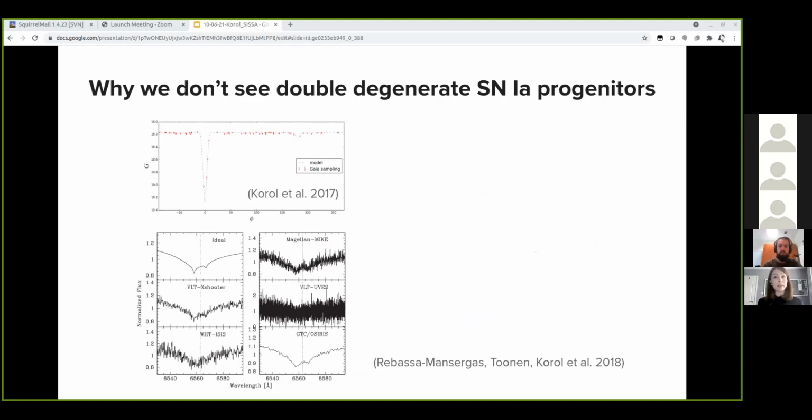So in a paper led by Alberto Rebassa Mansergas and Silvia Toonen, we looked at the simulated light curves, spectra, and gravitational wave signals of these double white dwarf binaries, and we compared these detection techniques. So let's start from the light curves.